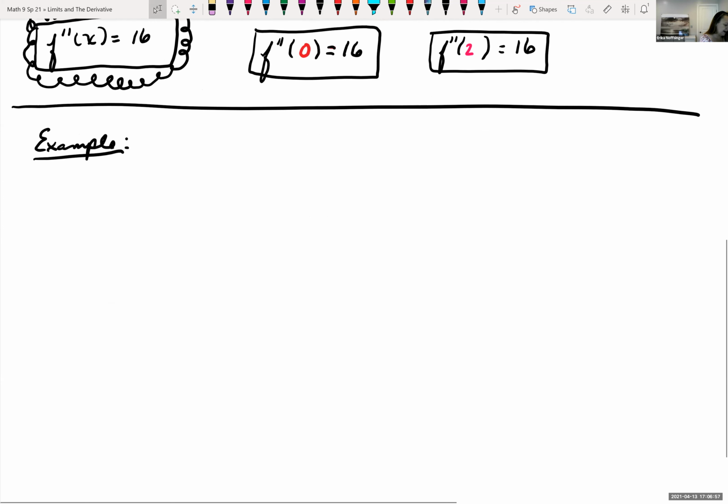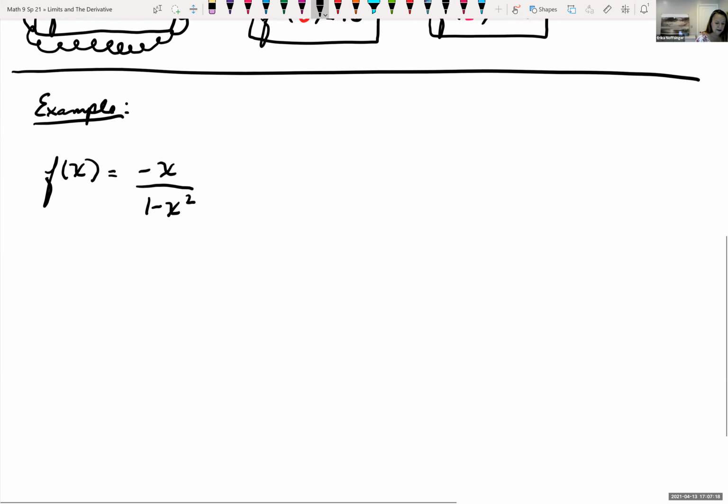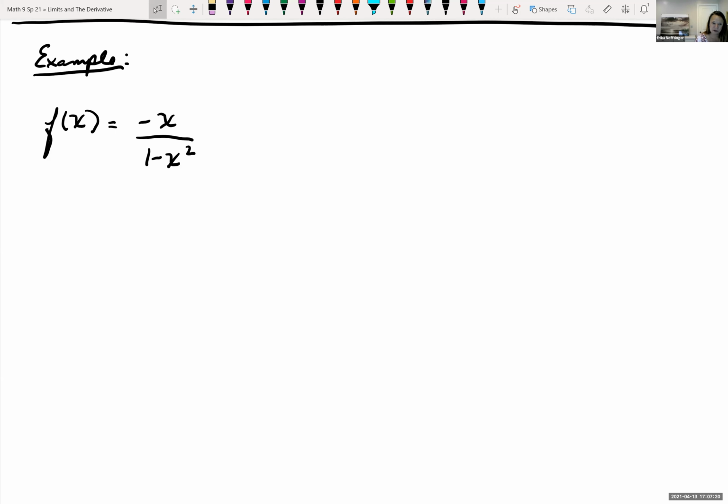What if we had f of x equal to negative x all over 1 minus x squared? And again, we want to find the second derivative, and we want to evaluate that at 0 and 2. So same directions as above. So this is a little more complicated to take the derivative, right? Because we need to use the quotient rule.